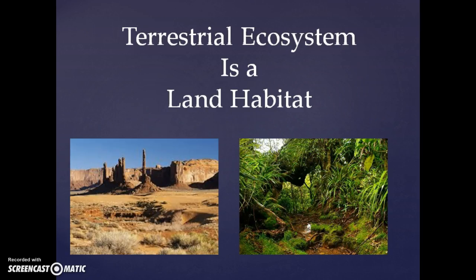A terrestrial ecosystem is a fancy word for land habitat. It's also a fancy word that you need to know, terrestrial ecosystem. And that covers any type of habitat that you would find on land. That can be anything from a desert to a forest and everything in between.